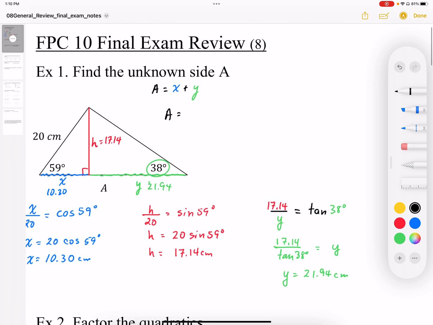A is going to be equal to the 10.3 that I had before, plus the y value, which was 21.94. Adding those together, I end up with 32.24. I'm just going to round that to 32.2 centimeters as my length A. So that ends up being the solution to that non-right triangle problem.